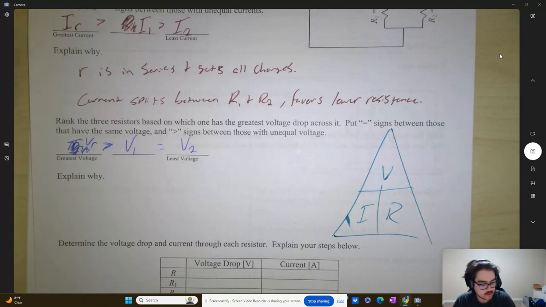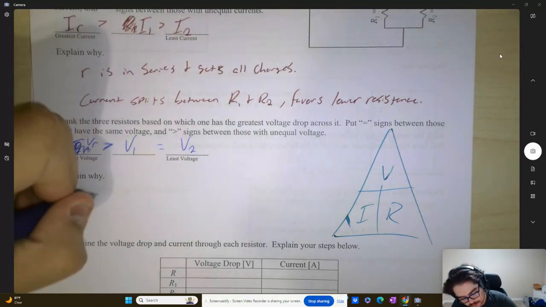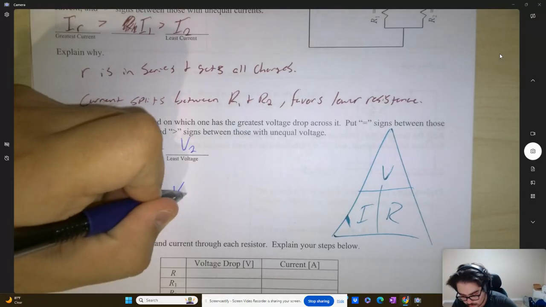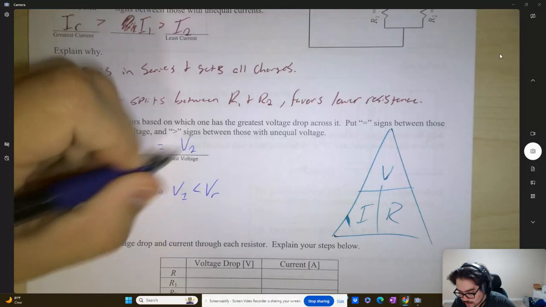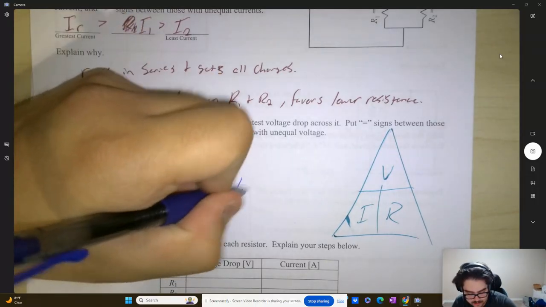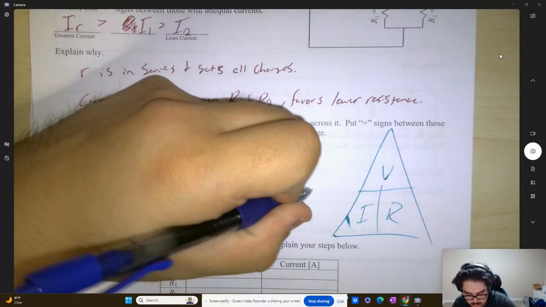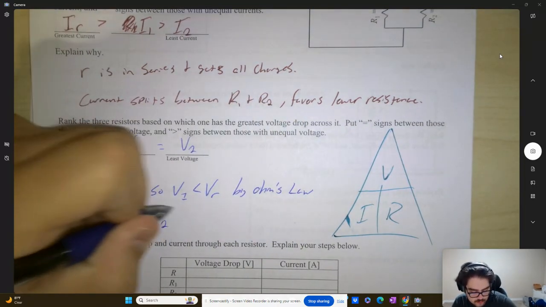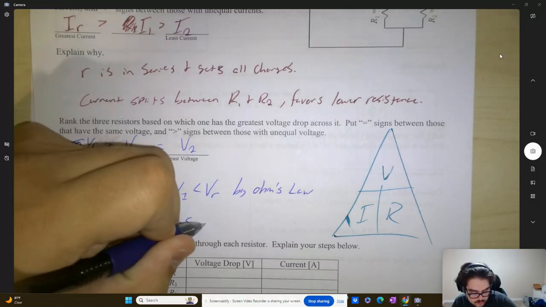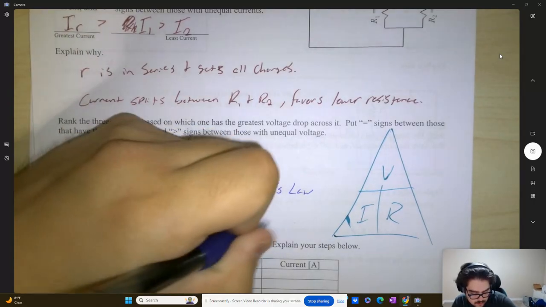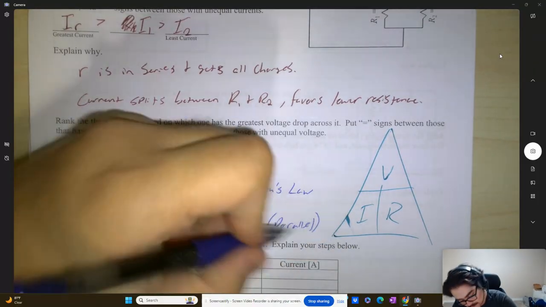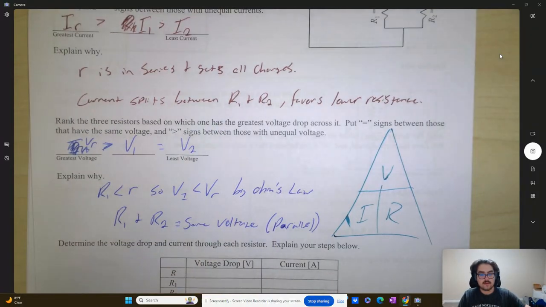Okay, so to explain it, R sub 1 is less than little r, so V sub 1 must be less than V sub r, just by Ohm's law. And then R sub 1 and R sub 2 have the same voltage because they're in parallel.